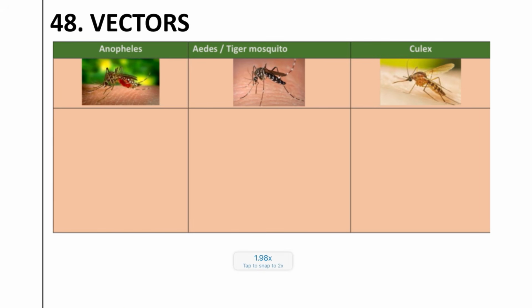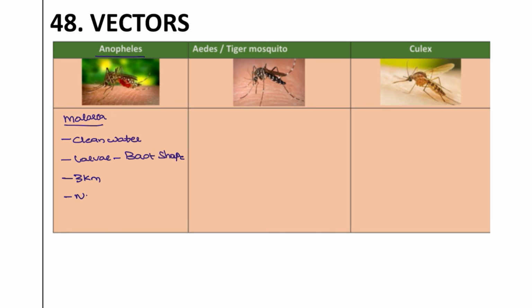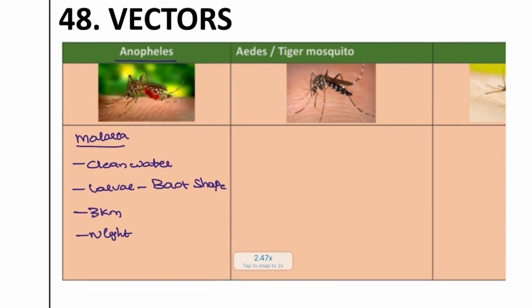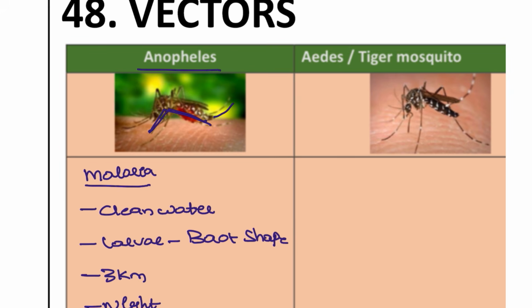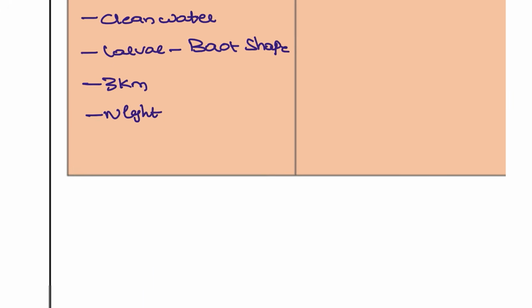And coming to the malaria vectors, you can see the malaria vector such as Anopheles. This is the malaria-causing Anopheles, right? It is present in clean water, and the larvae look like a boat shape, right? They travel up to 3 kilometers. Mostly they bite at night, and it is present in this position. And the wings have stripes. Here you can see this is a wing, right? Stripes that are seen in the Anopheles mosquito.